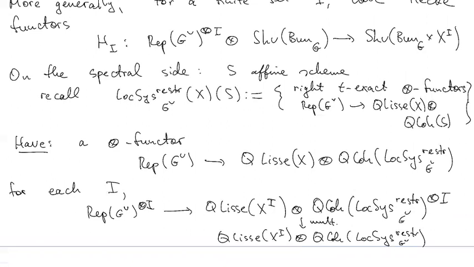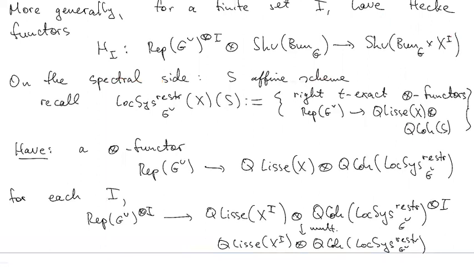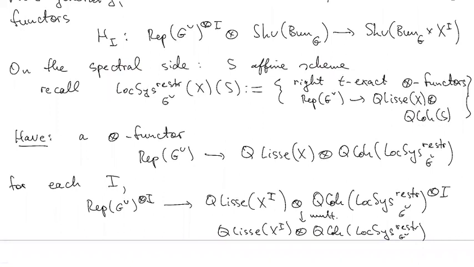So on the automorphic side, we have these Hecke functors, and I was trying to describe what they're supposed to look like on the spectral side. On the spectral side, we also have this. This Q lease sits inside sheaves.